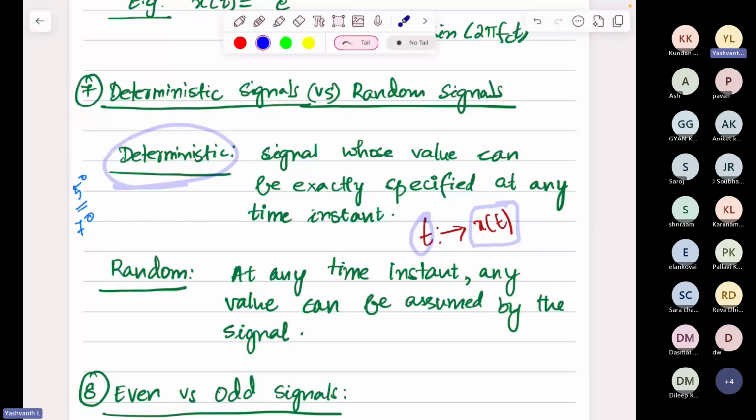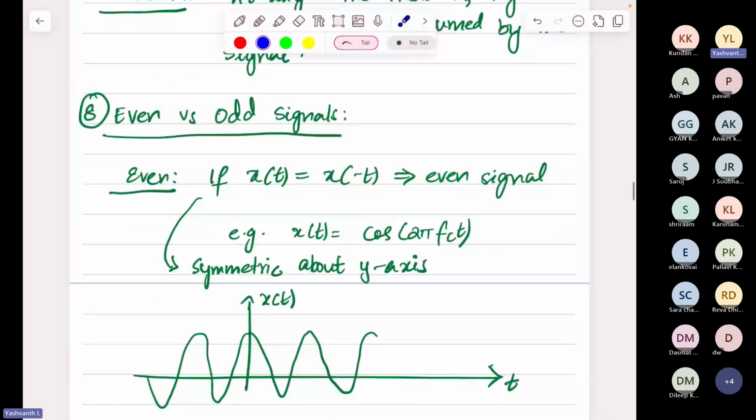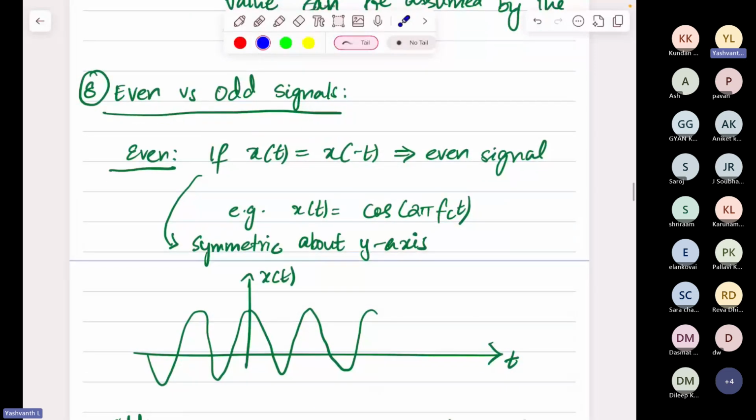Okay. Now, even signal versus odd signal. Okay, this is very interesting and important also. In fact, even signals and odd signals will keep coming throughout the course again and again, especially when we go to the concept of transforms like Fourier transforms and so on.